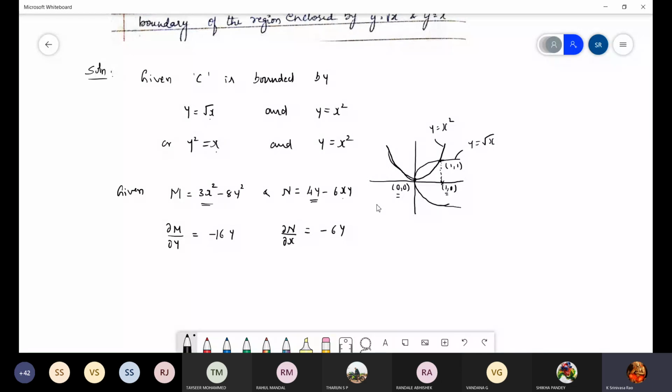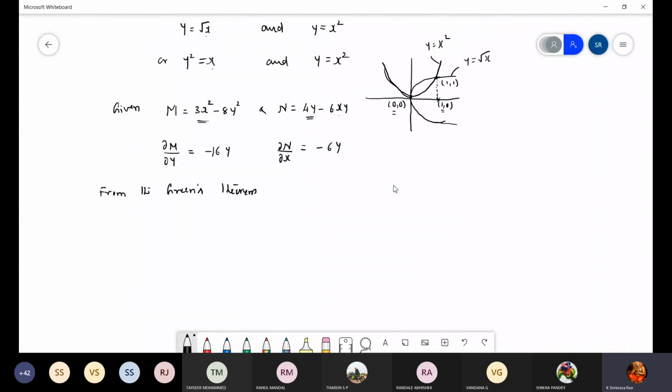Now from Green's theorem, write down the formula of Green's theorem. Line integral over C of M dx plus N dy is equal to the surface integral, or nothing but the double integral of dou M by dou y minus dou N by dou x.